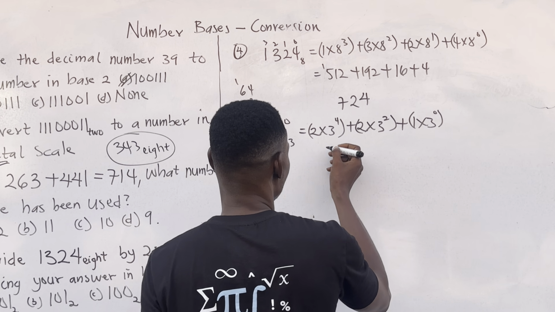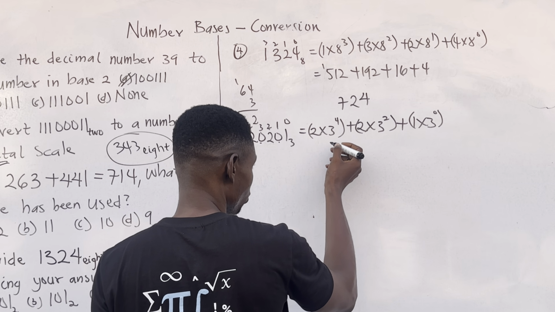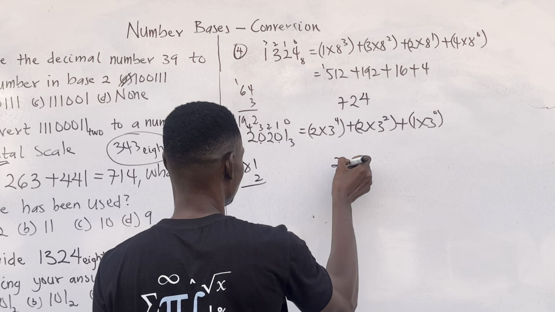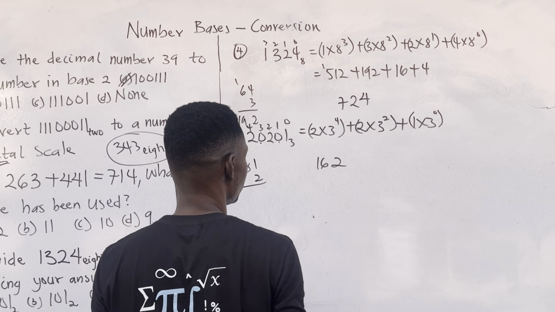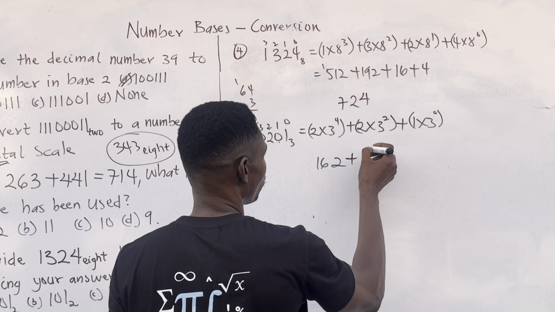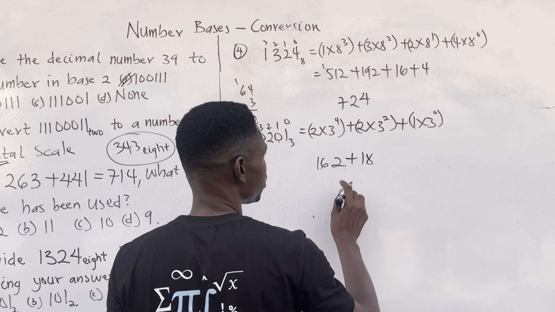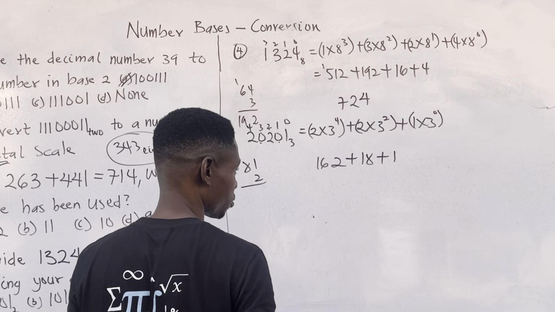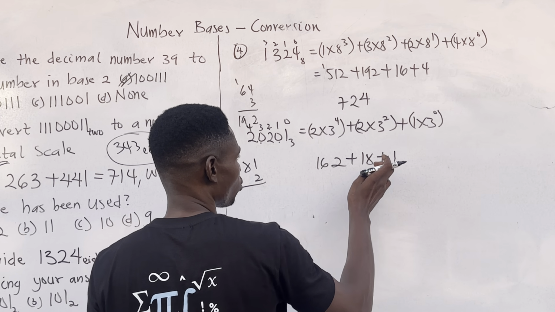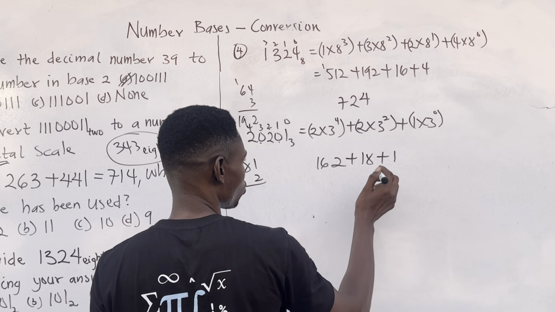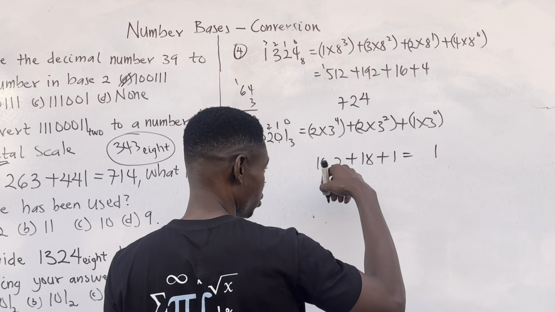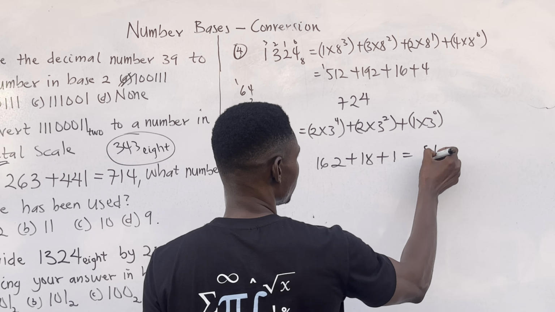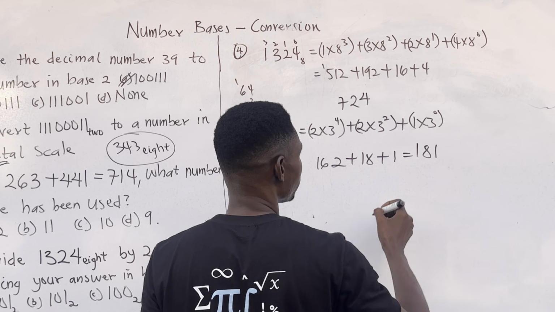So 3 raised to the power 4 is 81. 81 multiplied by 2, that's 162, plus 9 times 2, 18, plus 1 times 1 is 1. So 1 plus 8 is 9, 9 plus 2 is 11, 1 carry 1, plus 1 is 2, 2 plus 6 is 8, so 181.